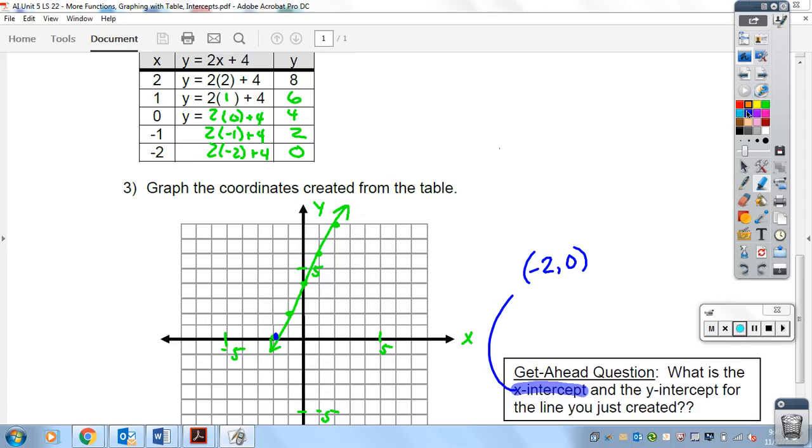Now let's do the y-intercept. I'll do this in orange. The y-intercept is where it crosses the y-axis, which is left right 0, up 1, 2, 3, 4. That's my y-intercept. Now if you notice, at the y-intercept, x was 0. At the x-intercept, y was 0. That is not a coincidence. We'll use that today. At all of the x-intercepts, y will be equal to 0. And at all of the y-intercepts, x will be equal to 0.